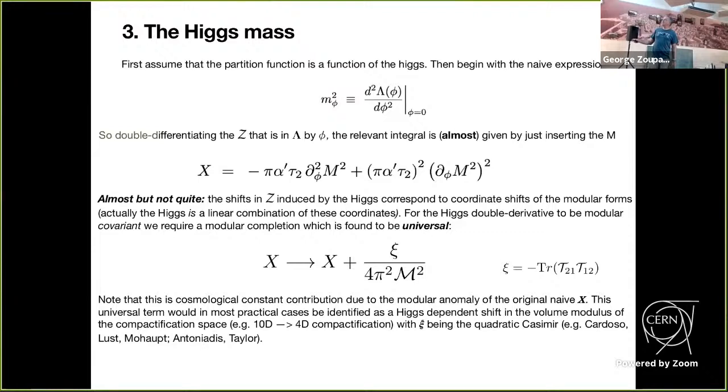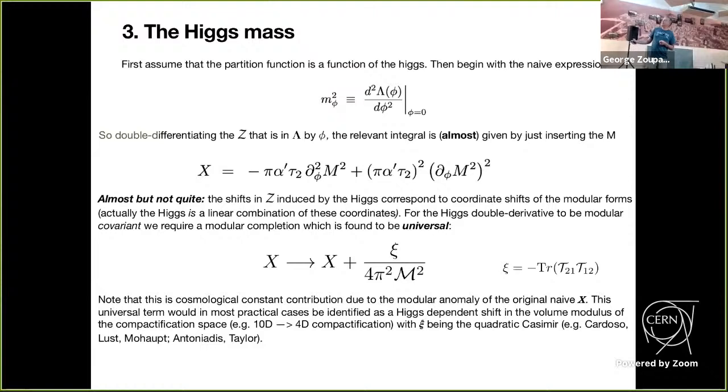And so when I take derivatives, the thing I have to remember is that when I take a derivative, the Higgs is playing a role in a modular invariant theory. It's shifting everything in the modular functions, and it's playing the role of a coordinate in the modular functions. And so if I took derivatives, I lose modular invariance if I'm not careful. What happens is I pick up an anomaly, a modular anomaly, which I have to cancel.